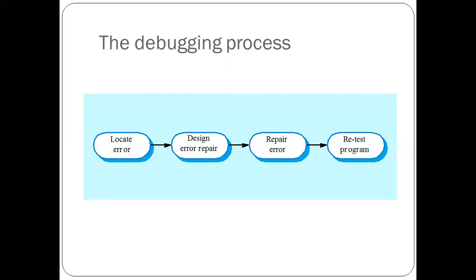And again, overall repair. Here you can see repair error. So if there is some sort of design error, here we will repair it, and then repair error. Again, we will repair overall errors here and then retest the program. So here we will again retest the complete program, or we can say the software.